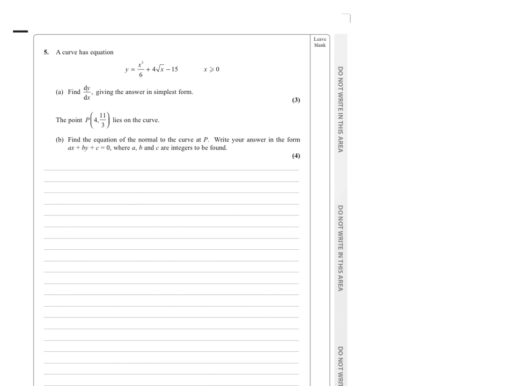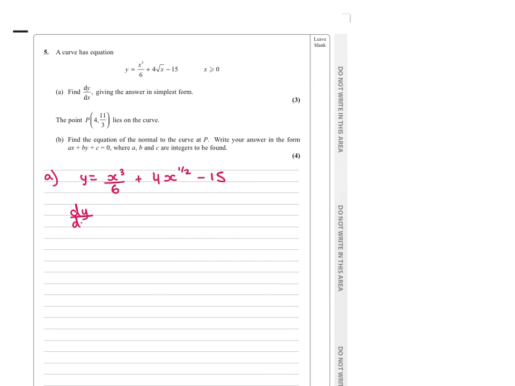Okay, question 5. The curve has the equation y equals x cubed over 6, we can leave that as it is, plus 4 root x, which we know is the same as x to the power of a half, minus 15. Part A, find the differential, giving the answer in its simplest form.